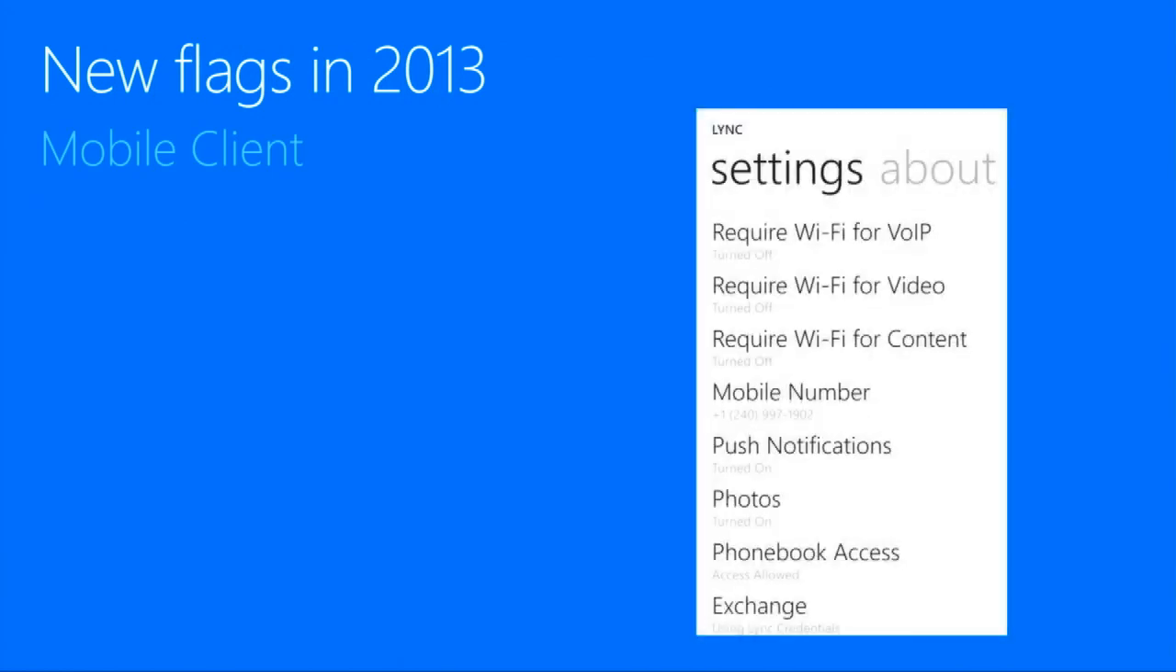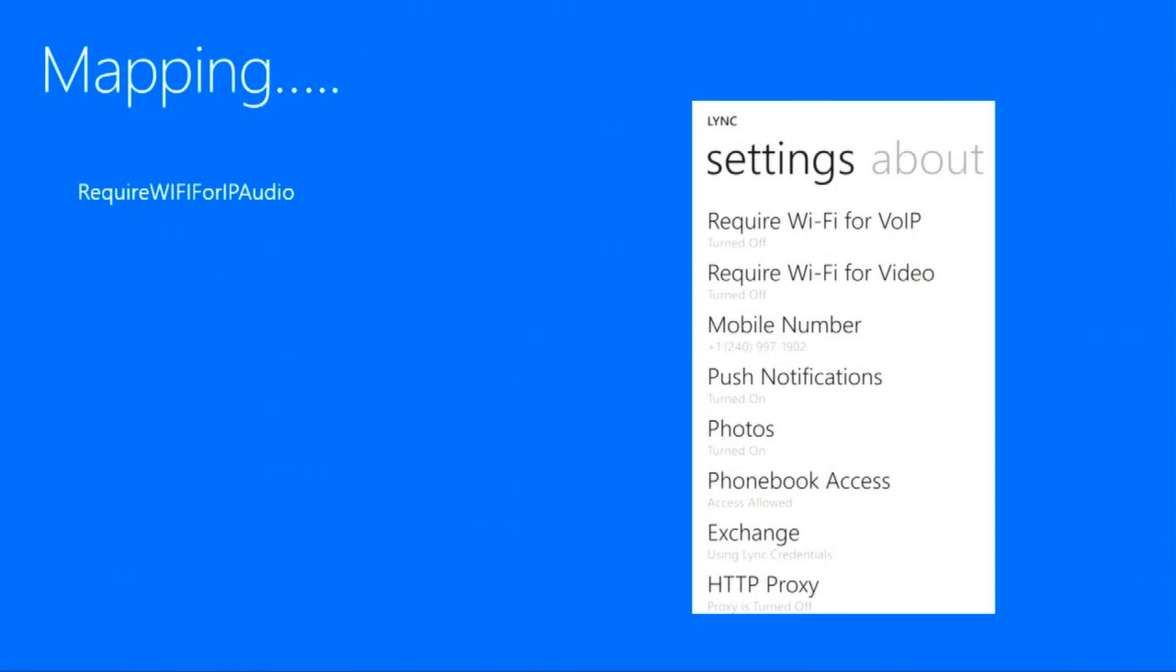So those were the settings on the server side. On the client side, the settings look like this: require Wi-Fi for VoIP, require Wi-Fi for video. Mapping-wise, on the server side, RequireWiFiForIPAudio maps to this one, Wi-Fi for VoIP, and RequireWiFiForIPVideo maps to video. So the text is a little different.